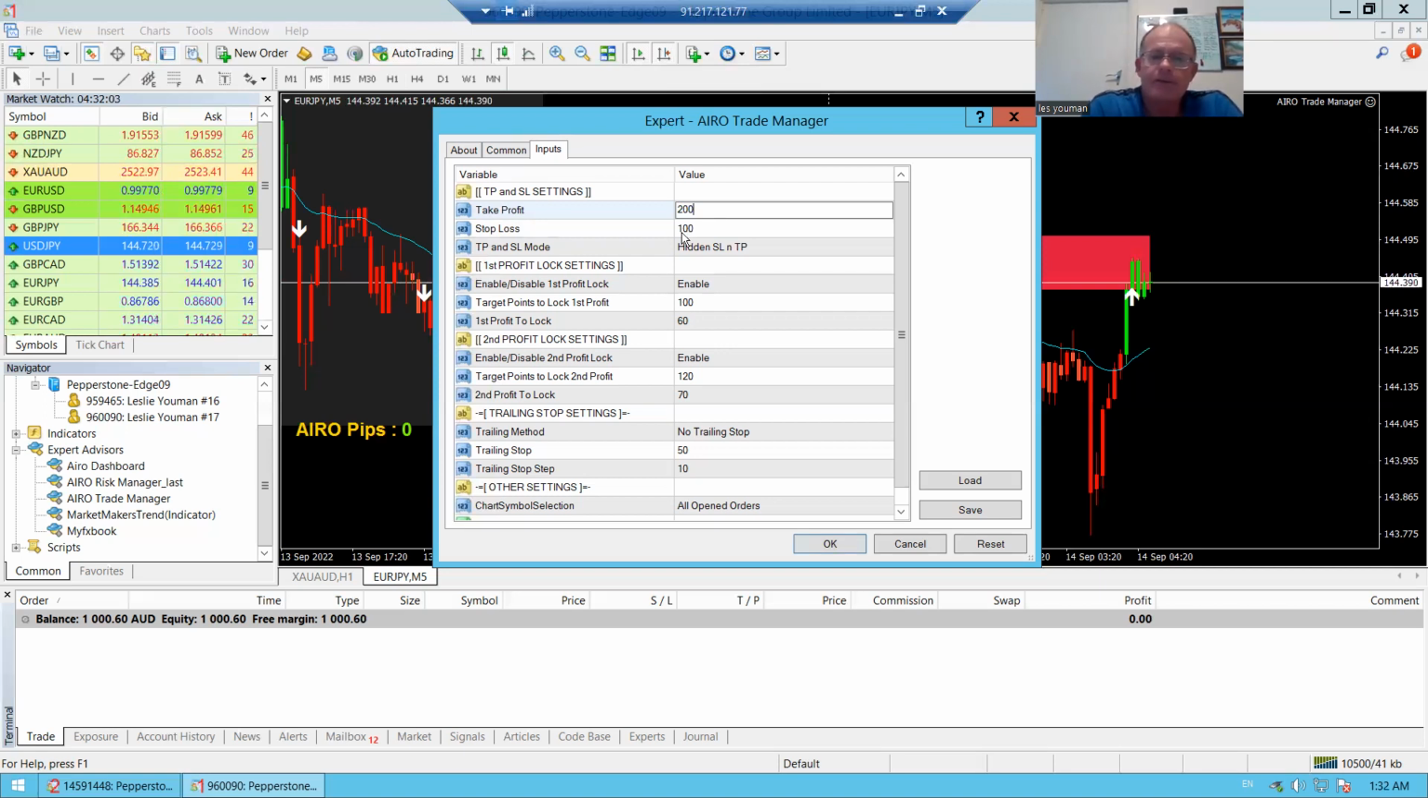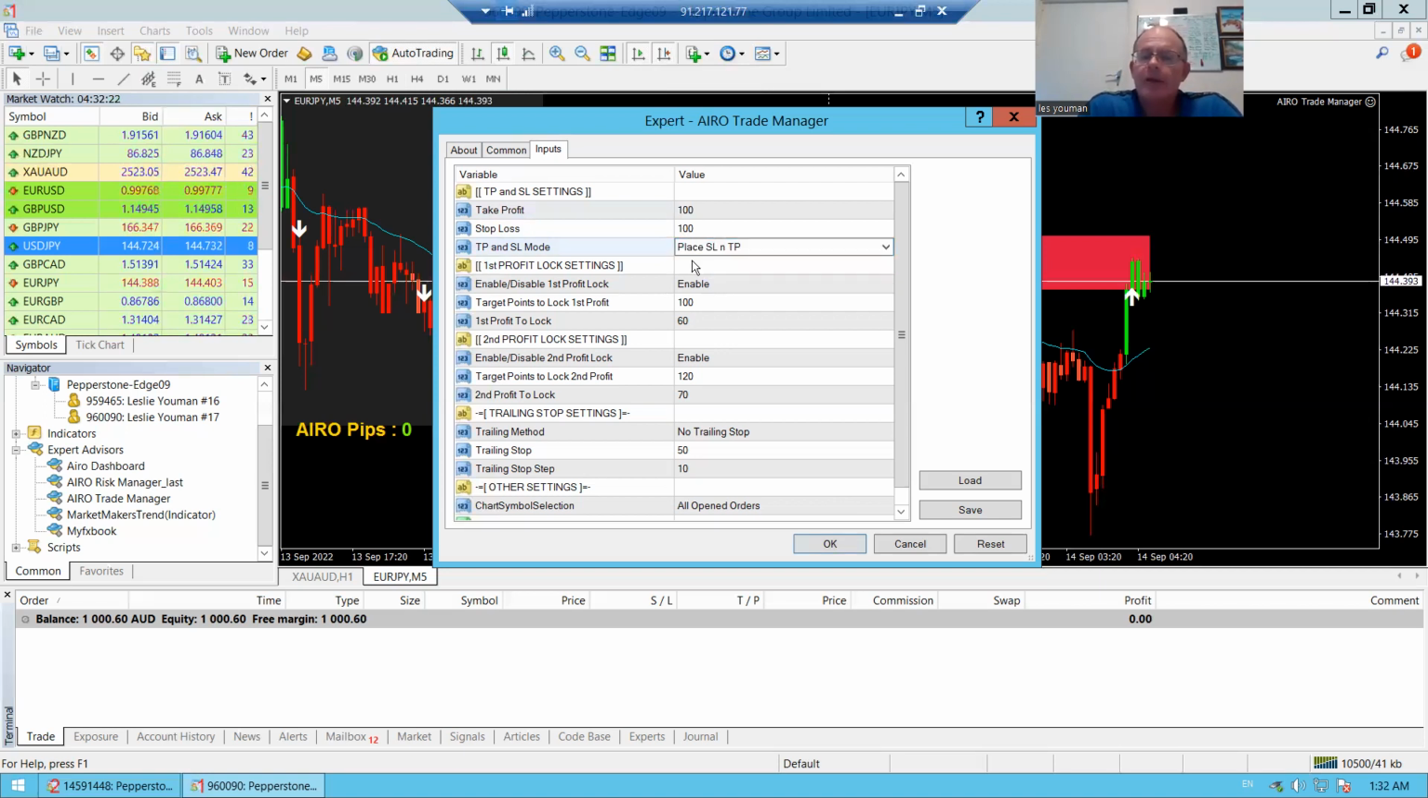But you just set, for me, I just like it to be on 100 each. That way, as soon as I place a trade, it will instantly put in the take profit and stop loss for me. So that is set. You can choose to have the stop loss hidden or placed.